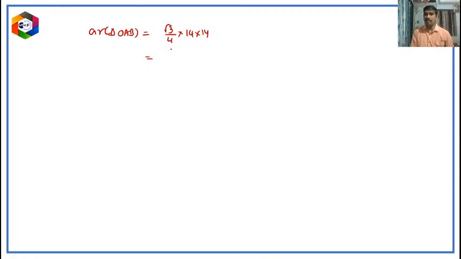As we know, 2 2s are 4, 2 7s are 14, and 2 7s are 14. So now this is root 3 into 49. The value will be equal to root 3 into 49. Let us multiply that. Root 3 value is 1.732 into 49. So let us try to multiply roughly.